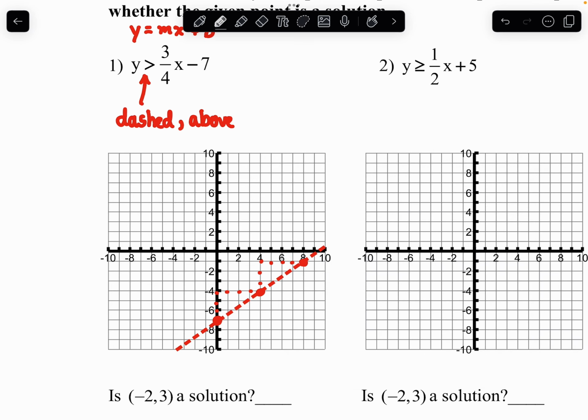I want to shade the region above this line, so that is this whole big area up here. All right, so those are where my solutions live.